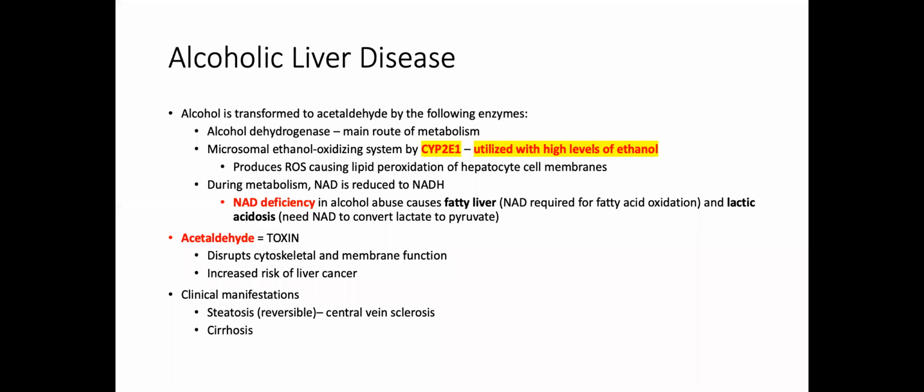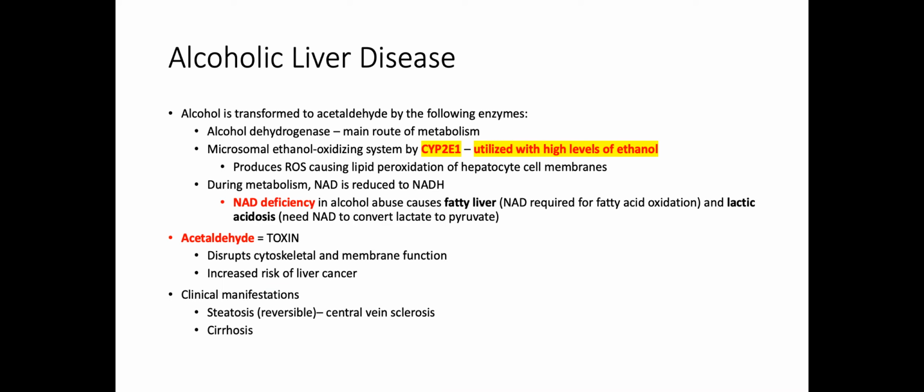Okay, so let's start back with alcoholic liver disease. Alcohol is going to be transformed to acetaldehyde by the following enzymes: alcohol dehydrogenase, which is the main route of metabolism, but in the microsome, it is oxidized by CYP2E1, and it's utilized with high levels of ethanol.